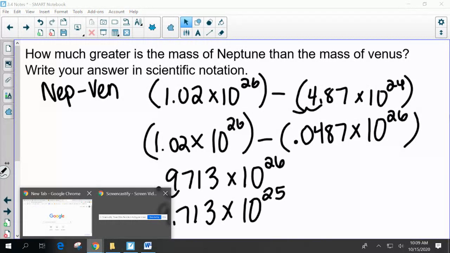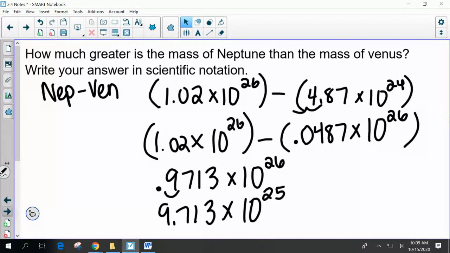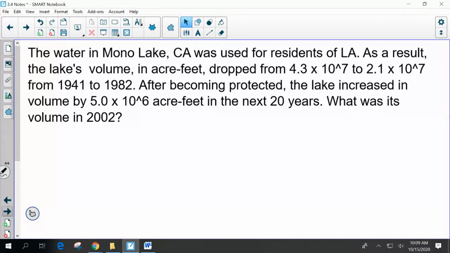Okay, one more problem. Or 2 more. You have 2 more in your notes. The water in Mono Lake, California was used for residents of LA. As a result, the lake's volume in acre-feet dropped from 4.3 times 10 to the 7th to 2.1 times 10 to the 7th from 1941 to 1982. After becoming protected, the lake increased in volume by 5.0 times 10 to the 6th over the next 20 years. What's the volume in 2002?